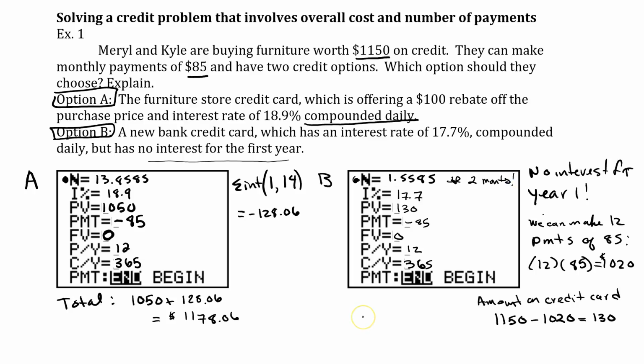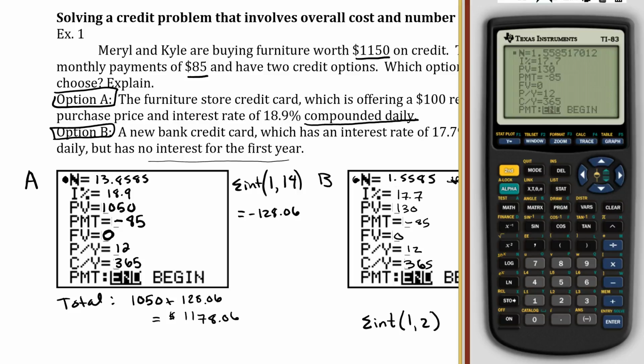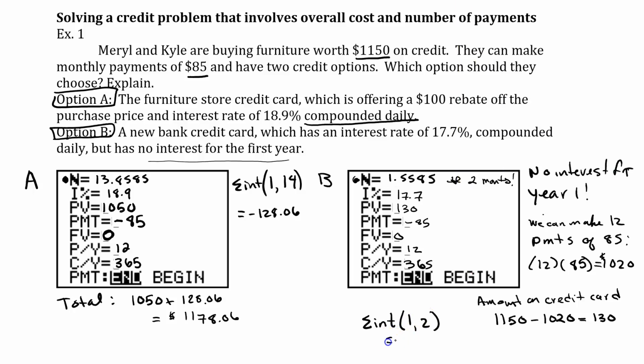Let's see how much interest is being accumulated in that time. So sum int 1, 2, which feels kind of silly, but that's the way it is. So we're going to quit that. We're going to go back into our finance. Scroll down. Do that. 1, 2, close bracket. So the only interest that we're going to be charged is going to be $2.63. So, oh, then that's negative.